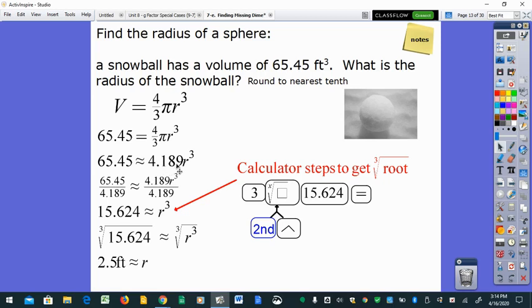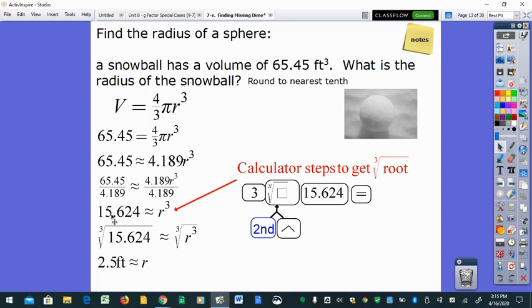Now, to solve this one-step equation, I'm going to divide both sides by the 4.189. I pick up my calculator and I take 65.45 and divide it by 4.189, and in the calculator I see 15.625. Now I know I said round to the nearest tenth. I'm going to do that at the end. I'm trying to keep as many places as I can right now.